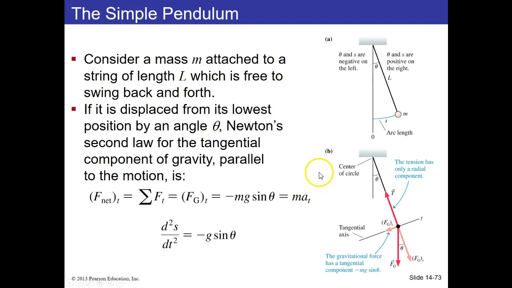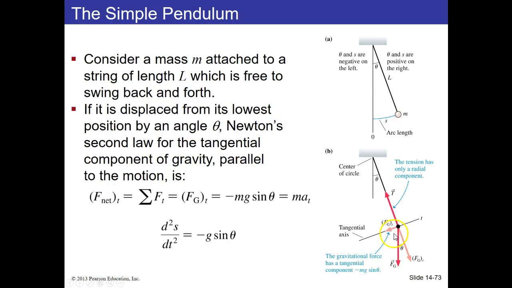This is for pendulum, so we're switching from spring to a pendulum. Consider a mass that I have attached to a string. So here's the length of my string, here's my mass, and I make an arc length here. If I pull it back and let go, Newton's second law for that tangential component of gravity parallel to the motion says the sum of the forces should be equal to the force due to gravity at a particular time. And we know that that is negative mg sine of the angle.